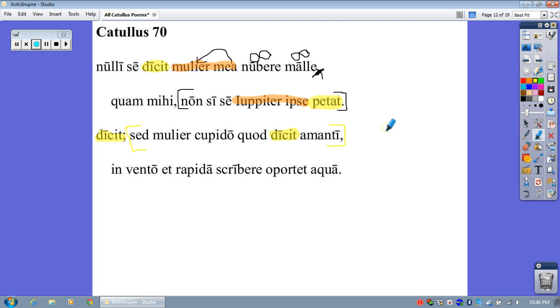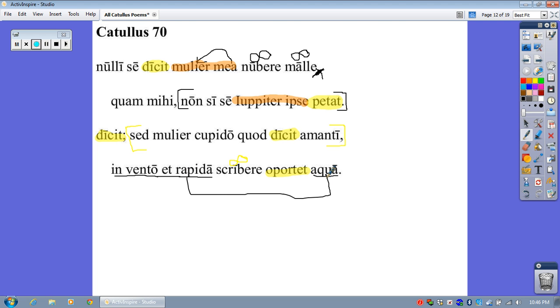So moving on, the main thrust, therefore, after the semicolon would be this last little bit here. Do we see a verb? And we sure do. Oportet. Do we see an infinitive? We sure do. Right here at scribere. Do we see prepositional phrases anywhere? I see one prepositional phrase. In vento, et, yeah, and it continues on. Et rapida aqua. That's all part of the same prepositional phrase.